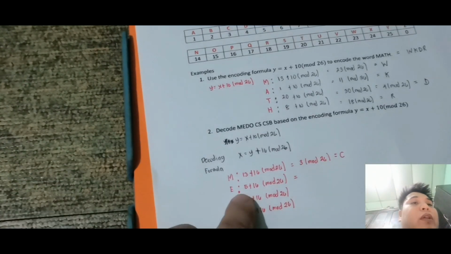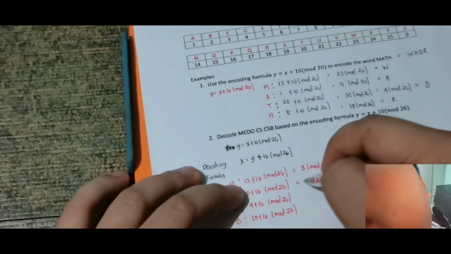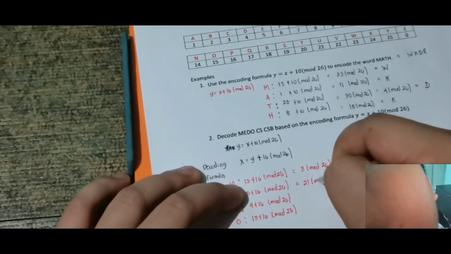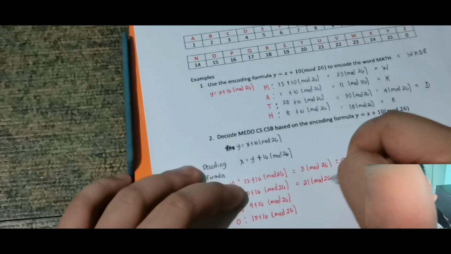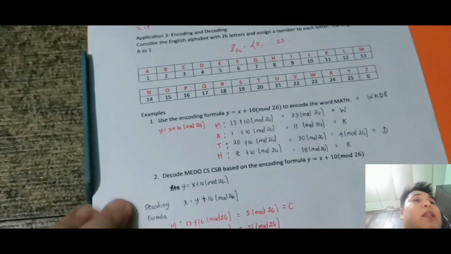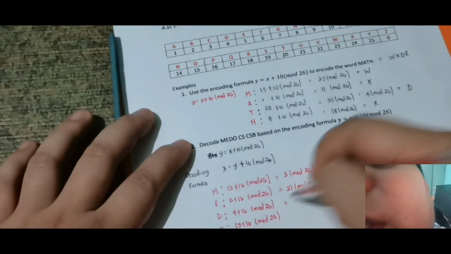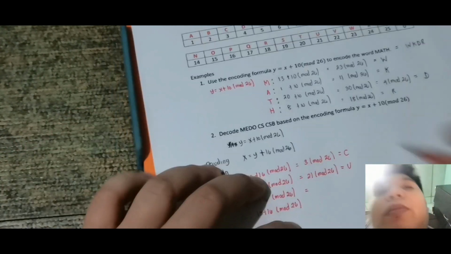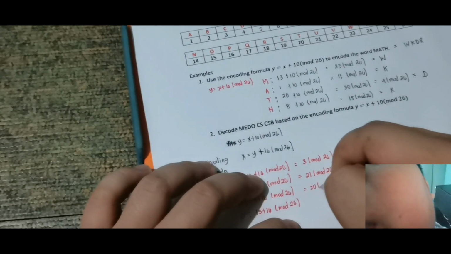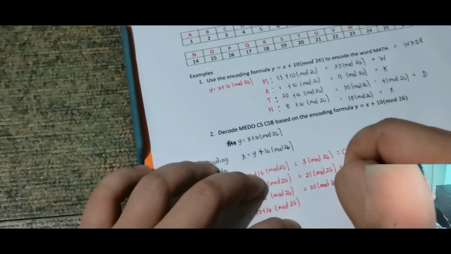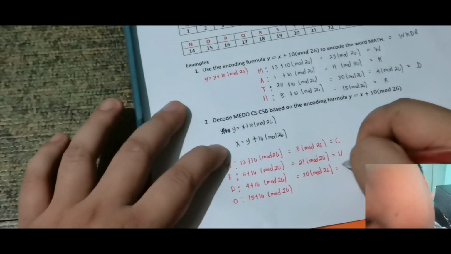5 plus 16, that is 21. So, since less than 26 naman, so this is just 21 mod 26. So, ano yung 21? The 21st letter is U. U. Next is 4 plus 16, that is 20. So, 20 mod 26. So, ano yung 20th letter? 20th letter is T. So, this is T.